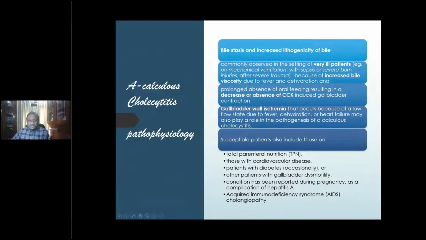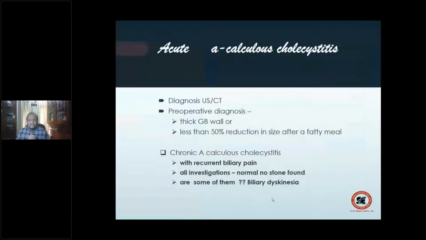Now, the patients who are susceptible, apart from these sepsis and those with severe burn injuries, are patients on TPN, cardiovascular disease, diabetes, gallbladder dysmotility, pregnancy, and AIDS cholangiopathy. So these are the patients who have got an increase in acalculous cholecystitis.